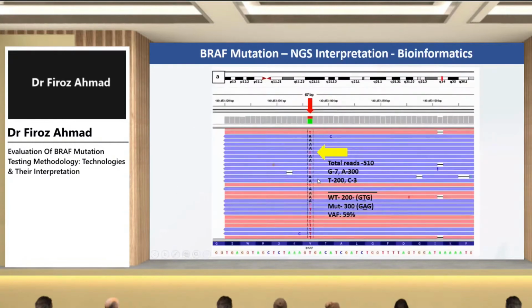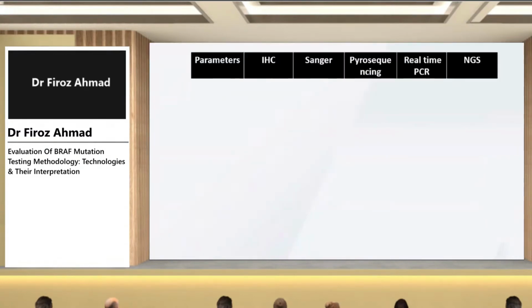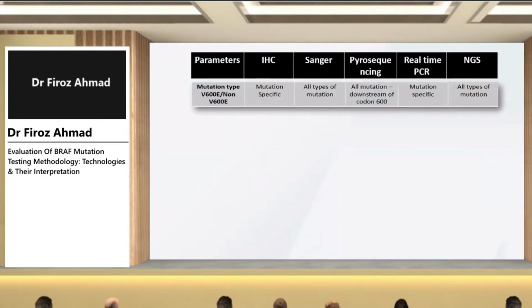And what does the analysis look like? BRAF mutation analysis goes through different pipelines, and after thorough quality checks, you get to know the quality of the reads. So these are the total reads. You can see that out of these total reads, 510 reads, A corresponds to the wild type and T corresponds to the mutant. So roughly there is a variant allelic frequency of 59%, and that's how the result is interpreted in case of NGS. So to summarize, there is a comparison of these methodologies for BRAF mutations in terms of parameters.